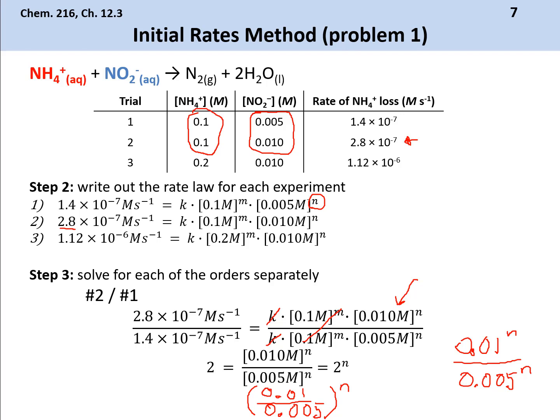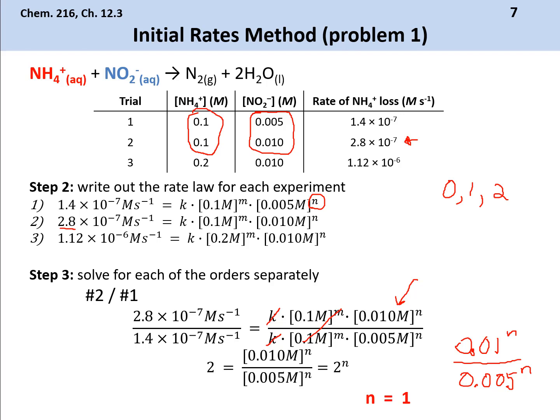Now that I know that 2 equals 2 to the n, I can think, what is my value for n? We'll go through how to find this, but I know that my n is typically going to be one of these values: 0, 1, or 2. So if 2 equals 2 to the n, it's pretty clear that my n is equal to 1. Why? Because 2 to the first power gives me 2.